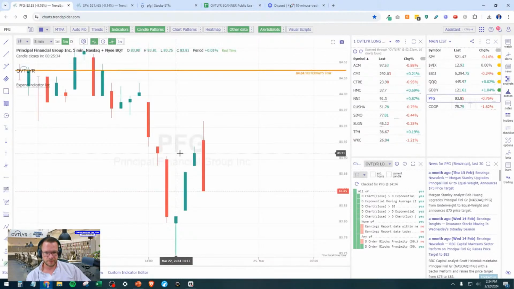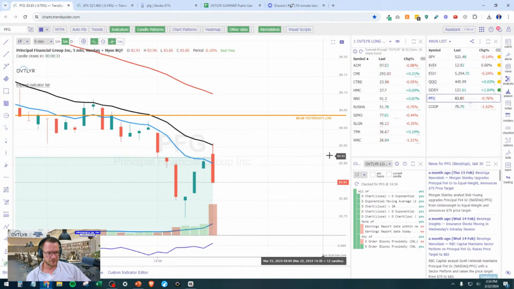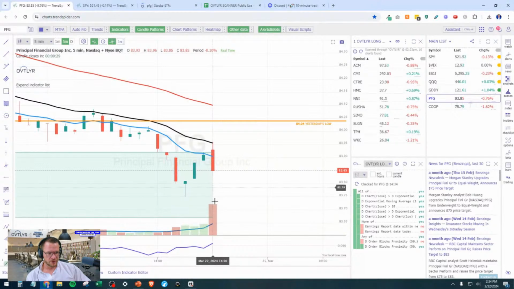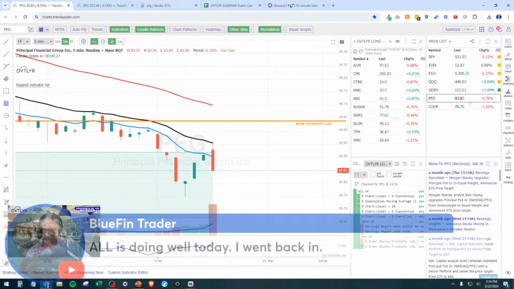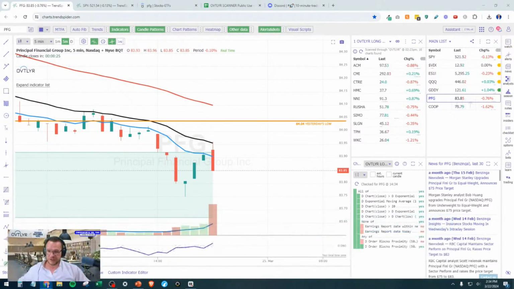PFG. The volume's coming in on this candle here. Hey, Bluefin traders, you know what? By all means, dude. If it's working for you, go for it. The volume's coming in here, pushing it down. I'm going to go ahead and get out of PFG too.